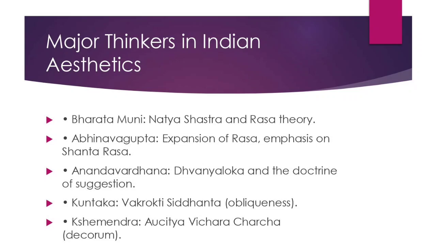There are some more thinkers: Mammata, who gave the concept of universalization of emotion in Kavyaprakasha. Vishwanatha Kaviraja, who gave the concept of unified aesthetic philosophy in Sahitya Darpana. Next we have Bhoja, who gave the concept of Shringara as a central rasa in his work Shringara Prakasha. So these thinkers laid the foundation for Indian aesthetics and its influence on literary theory and practice.